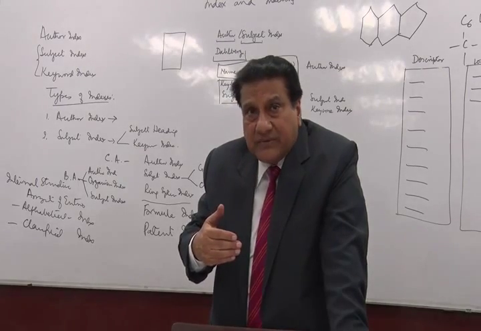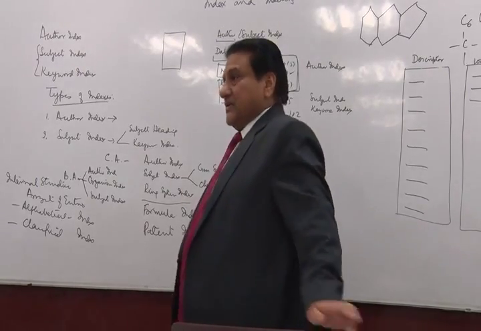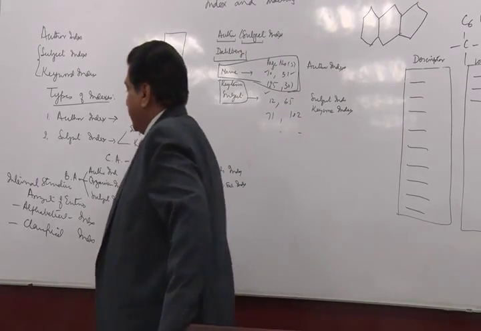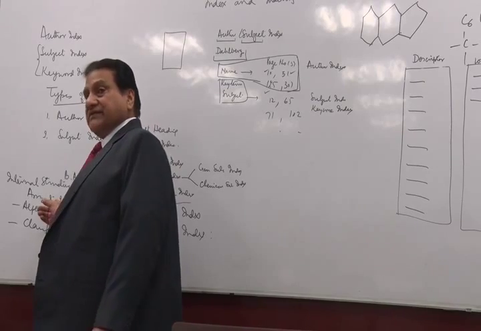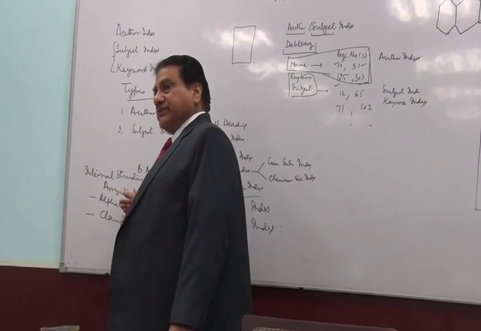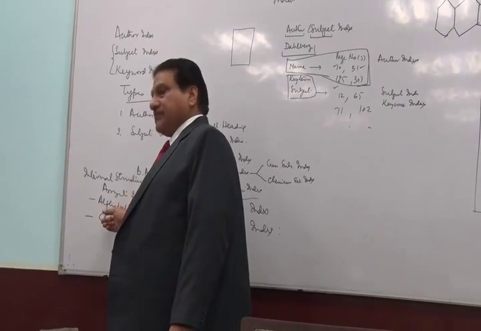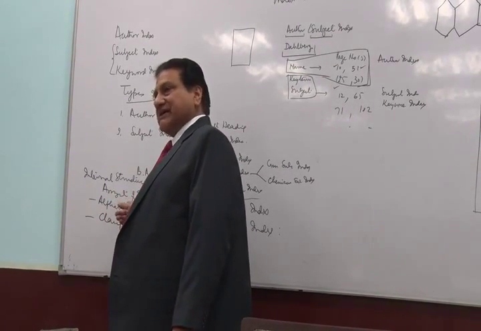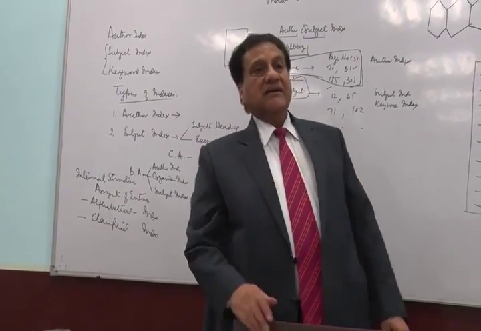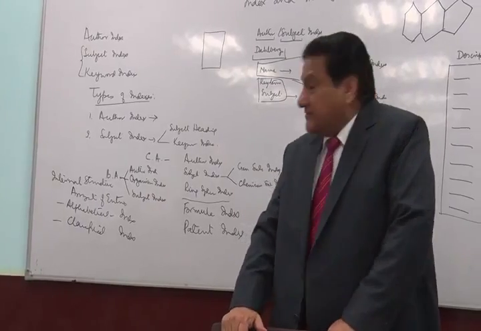So the index can also be classified, can be named, according to the arrangement of entries. If it has got alphabetical order, it is called alphabetical index. If it has got classified order, it is called classified index. So that is another thing.